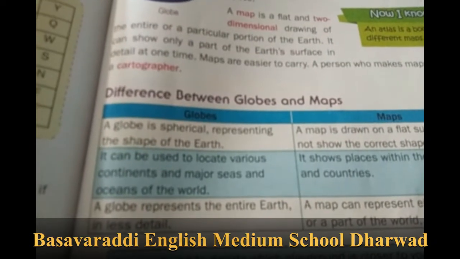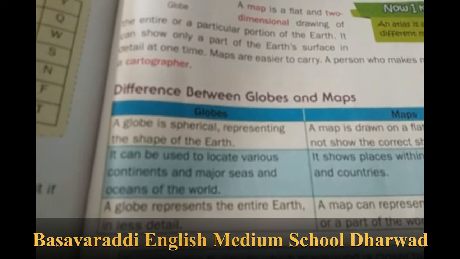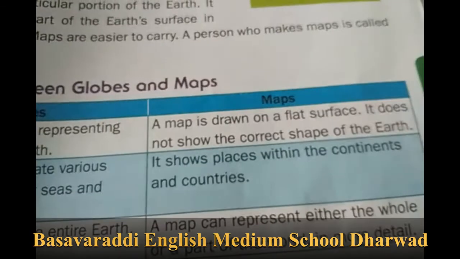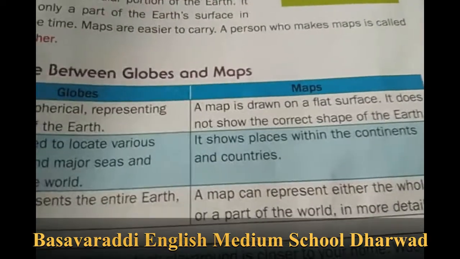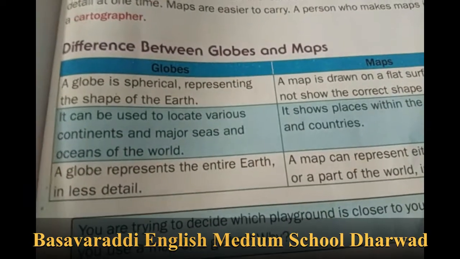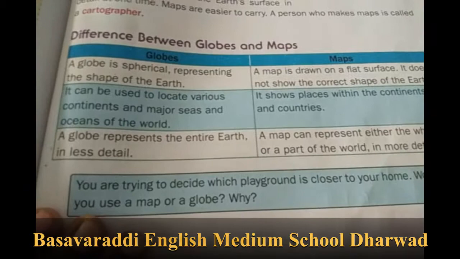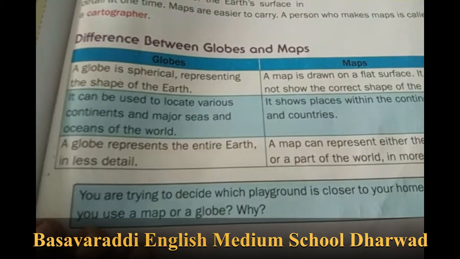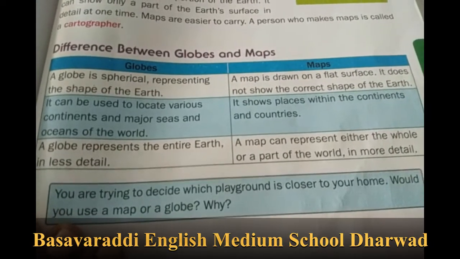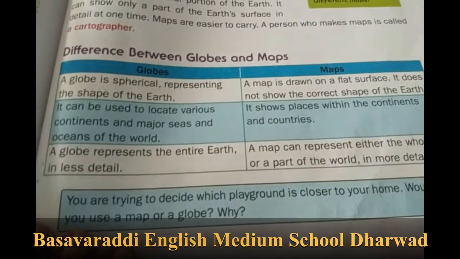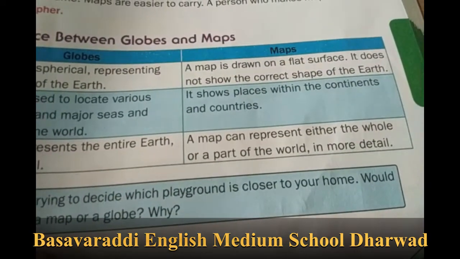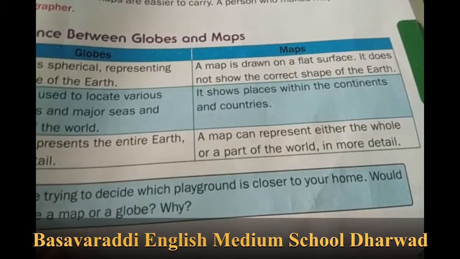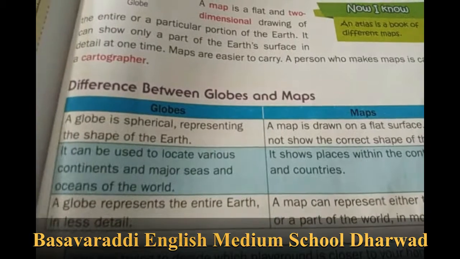Globe. A globe is spherical, representing the shape of the earth. Map. A map is drawn on a flat surface. It does not show the correct shape of the earth. It can be used to locate various continents and major seas and oceans of the world. It shows places within the continents and countries. A globe represents the entire earth in less detail. A map can represent either the whole or a part of the world in more detail.